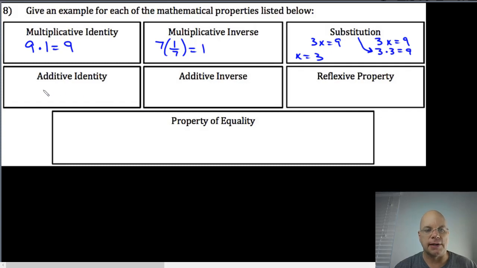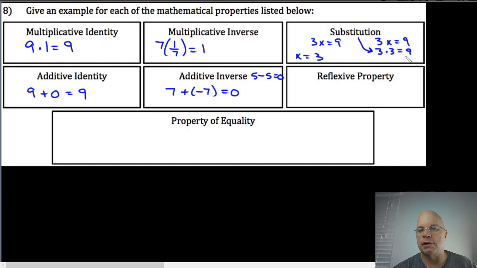The additive identity tells us that if we add 0 to something, it maintains its identity, or by adding 0 we identify the variable value. So 9 plus 0 equals 9. That's an example of the additive identity. Additive inverse tells us that if we add opposites we get a sum of 0. So as an example, 7 plus negative 7 equals 0, or 5 minus 5 equals 0. Those are both examples of additive inverse.